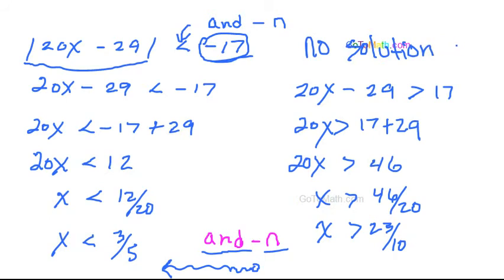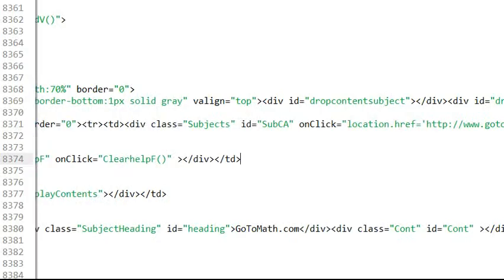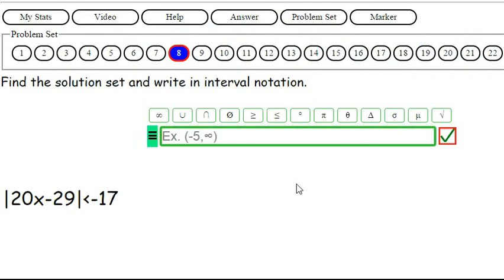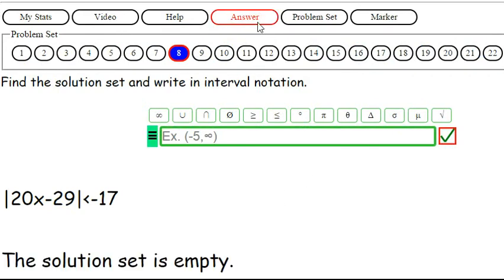Or you could say empty set. Now there's really no way of writing this in interval notation that indicates an empty set that I know of, but there is a symbol out there. You can write this, or you can do squiggly brackets and write that right there. So the solution set is empty.